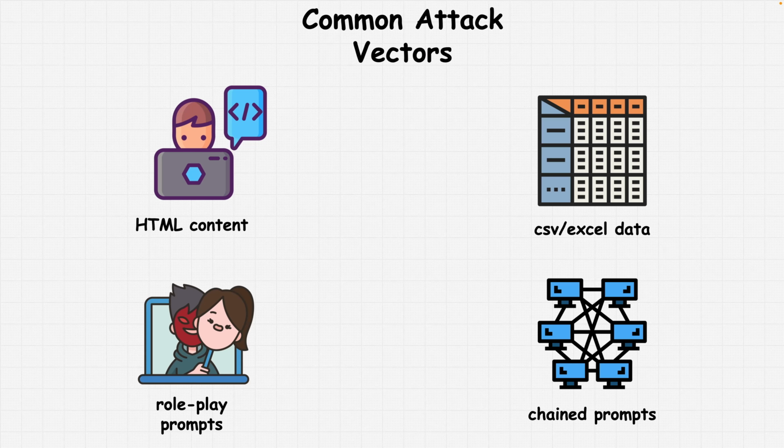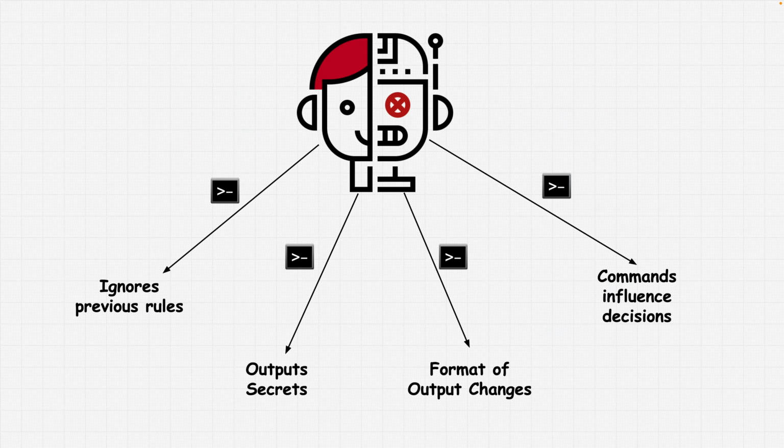Now, what are the indicators of prompt injection? The indicators, we could say, are AI output that ignores system rules or system messages. It is also output that reveals unexpected secrets or commands. With prompt injection, you can also change the format of the output. That is also another sign of prompt injection. And perhaps the biggest sign of prompt injection is that user-provided data influences AI decisions.